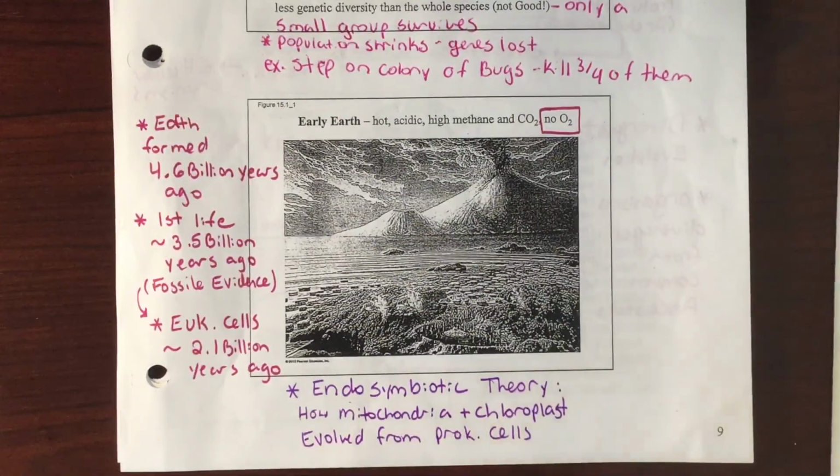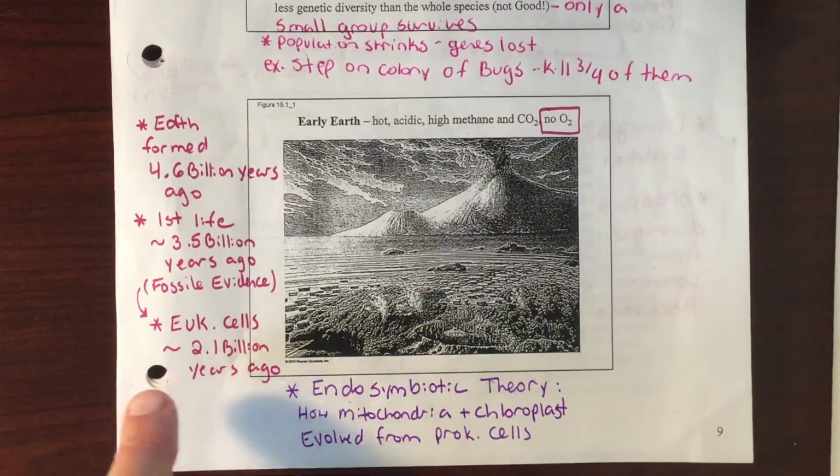We've done this a few times. We did it with photosynthesis, with cell respiration, and we talked about it with bacteria. This is basically how mitochondria and chloroplasts, those organelles in eukaryotic cells, evolved.